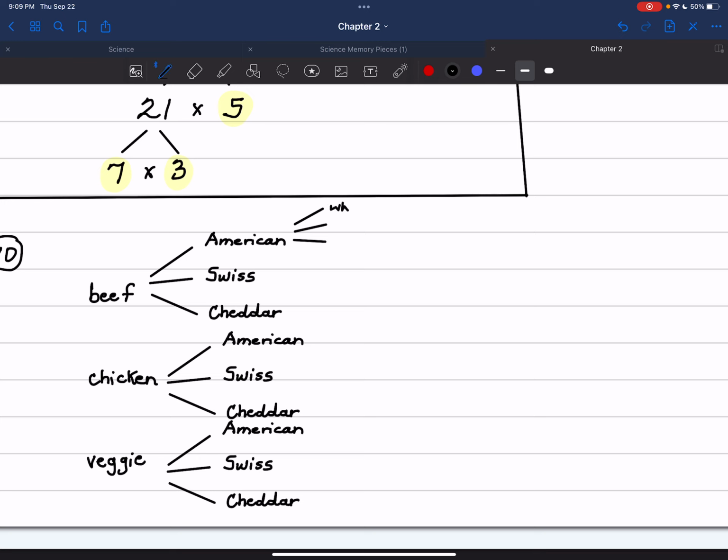So you can choose whole wheat, pumpernickel, or rye. That's a funny word, isn't it? Pumpernickel.